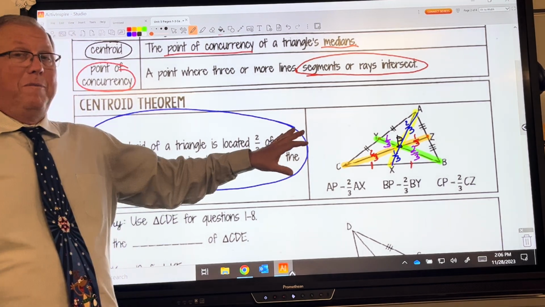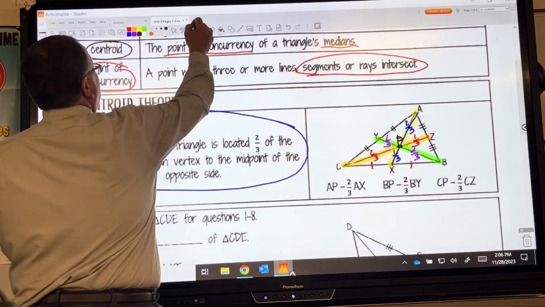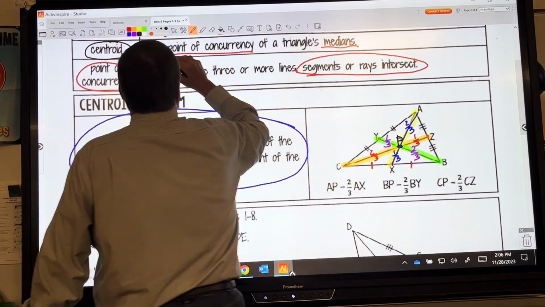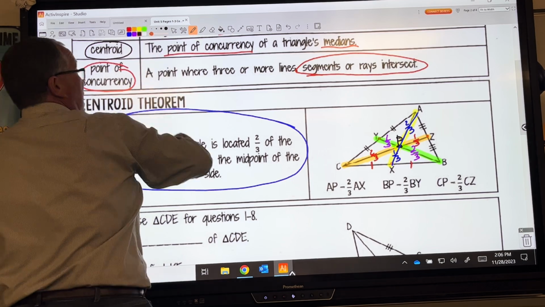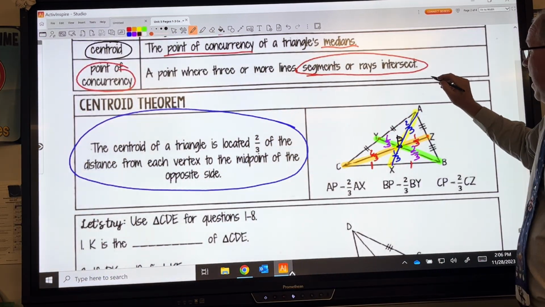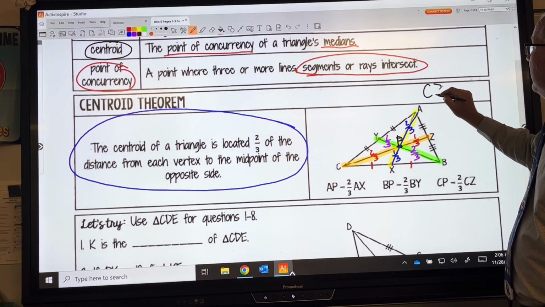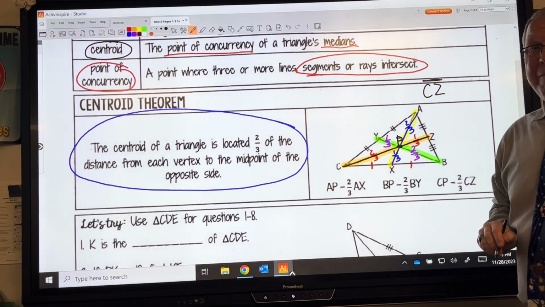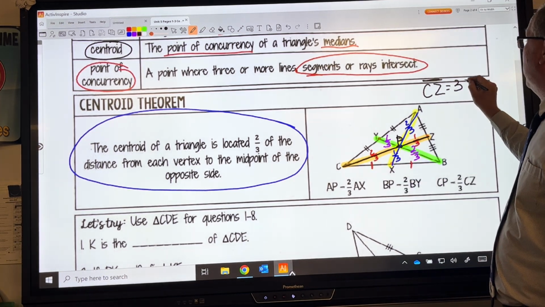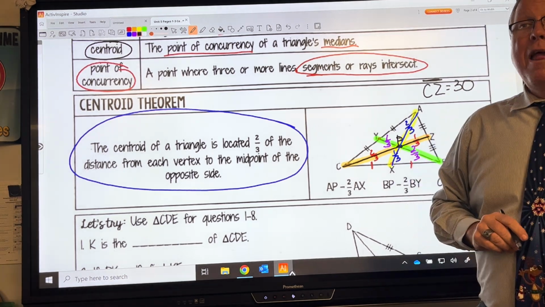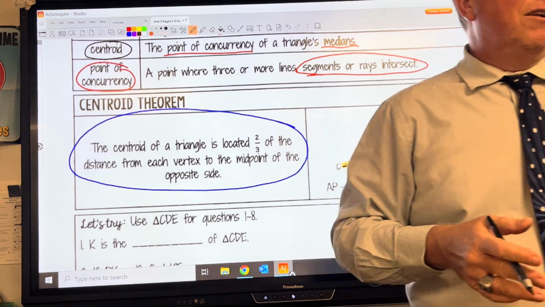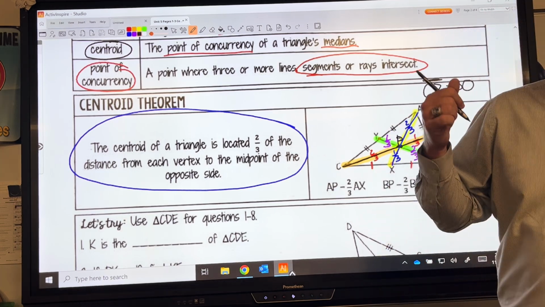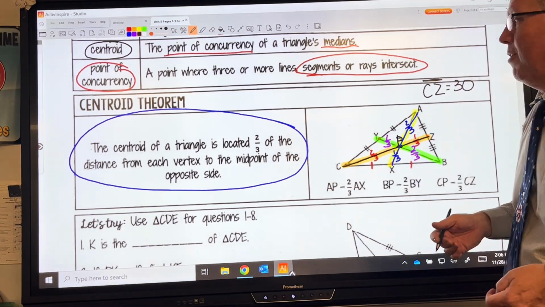So you've got yours up there. I'm going to talk about this. I'm going to put a value up here, and I'll use a different color. We'll use black on this one. I'm going to tell you that CZ, line segment CZ, that's this one right here, that's our median, is equal to 30. Just so you know, the notes that Ms. Lil has posted on the Google Classroom might be slightly different than these, but same thing. So CZ is 30.